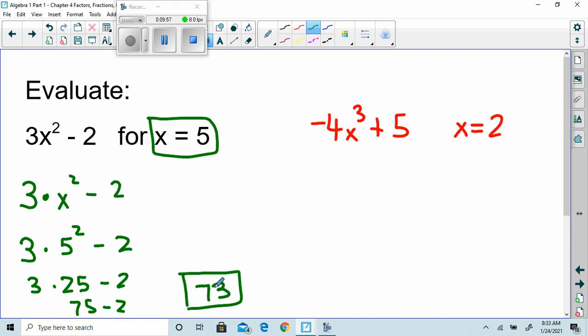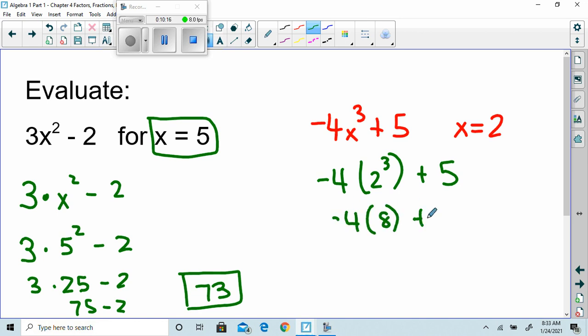Let's see that again. Remember, this first expression is not negative 4 times 2, but it's negative 4 times 2 to the third power. This is very critical in simplifying when you're evaluating. This is negative 4 times 8 plus 5. Negative 4 times 8 is negative 32, and then you add 5. Signs are unlike, so I get a negative 27.